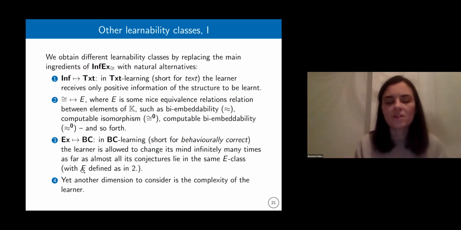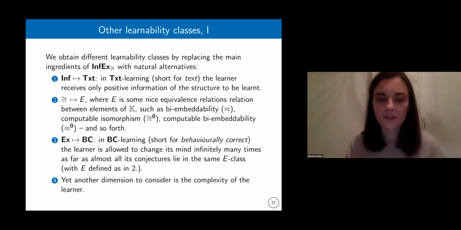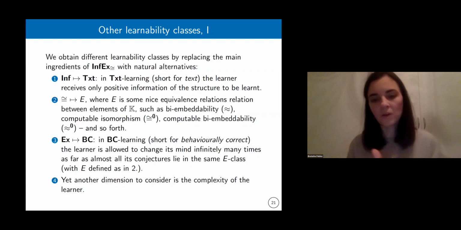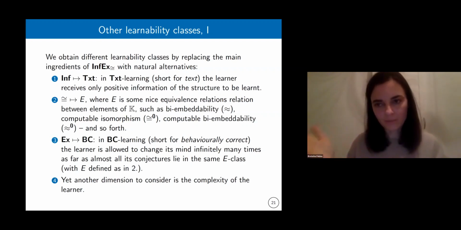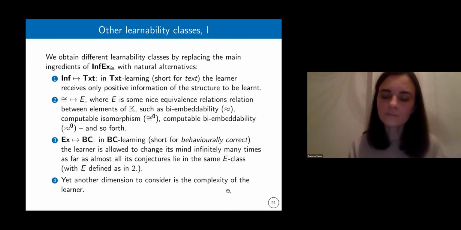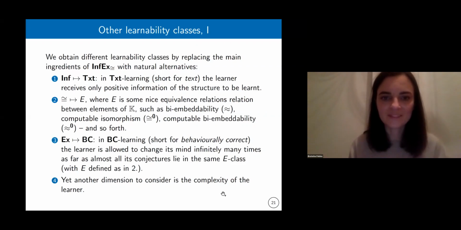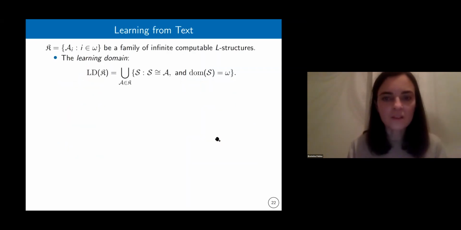And so yet another dimension we can consider while talking about learnable or not learnable classes is the complexity of the learner. So to consider classes that are learnable by, let's say, a zero jump, but not computably, or things like this, or whatever one prefers here. Okay, good. Let me just mention quickly this work in progress that we are doing.